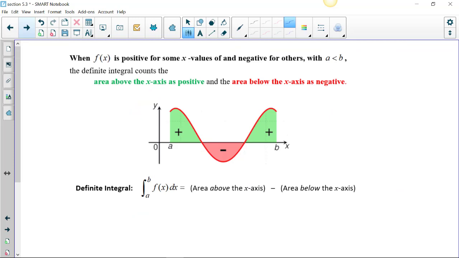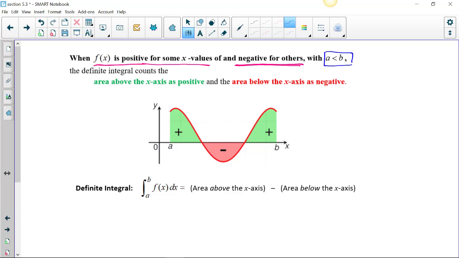Okay, so now we're going to look at what happens when our function values are positive for some x values and negative for others, which means our function at least at some point goes below the x-axis. And we're still talking about a is less than b. Okay, what the definite integral does then is it counts the area above the x-axis as positive, the area below the x-axis as negative. So you can think of you're adding positive and negative numbers, or you can think of it as subtracting.